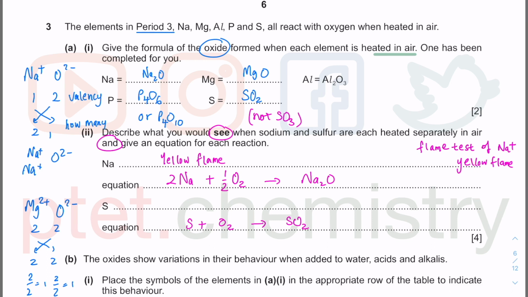Of course, as you form this sodium oxide, instead of the metallic color of sodium, you will get a white solid forming. So you will get a white solid formed as a product.